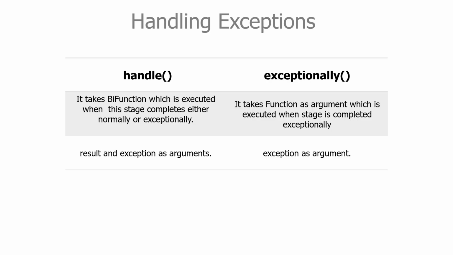As argument, we need to pass it a BiFunction and we receive both result and exception in that method. And then there is another option which only gets called when there is an exception and it only receives the exception as an argument. So let's see the code for these two methods as well.